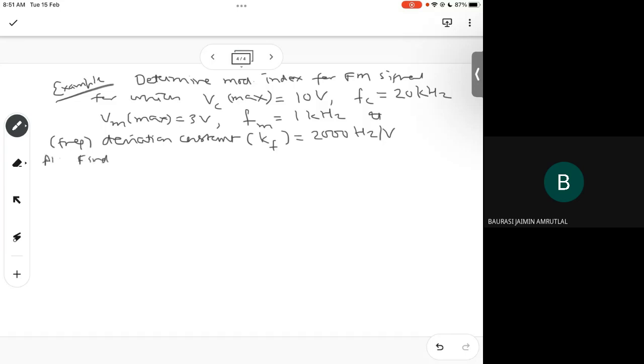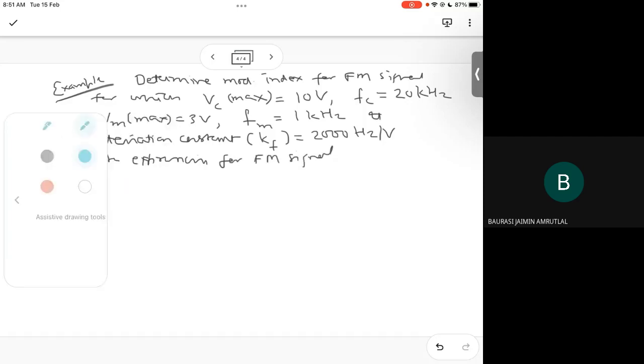So also find the FM signal. Not find, but I will say write the expression for the FM signal. So how to go about this? It is very clear.